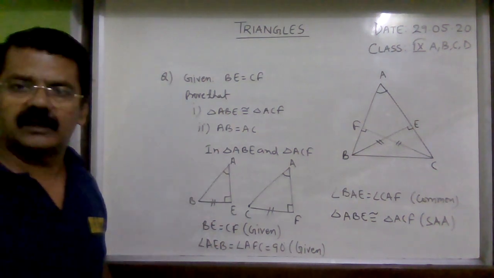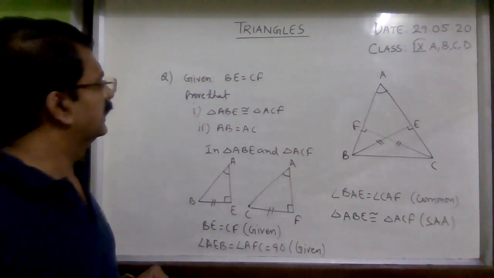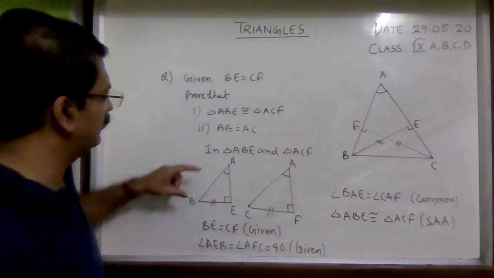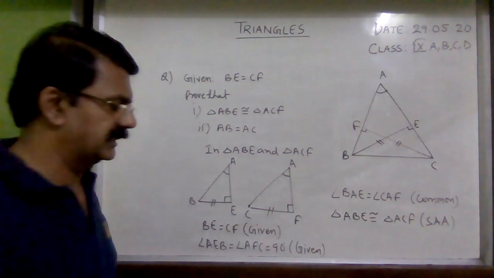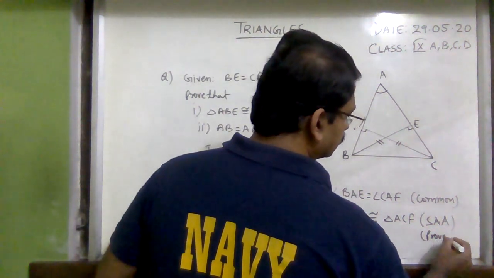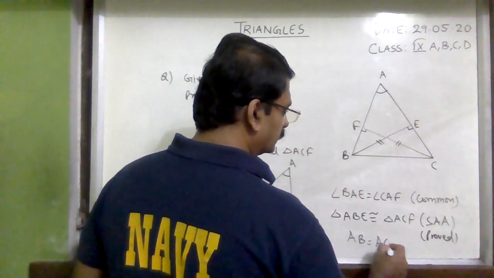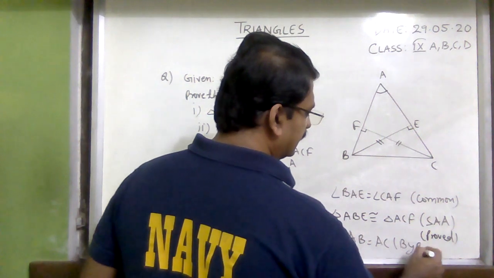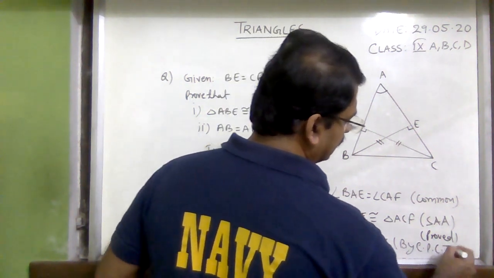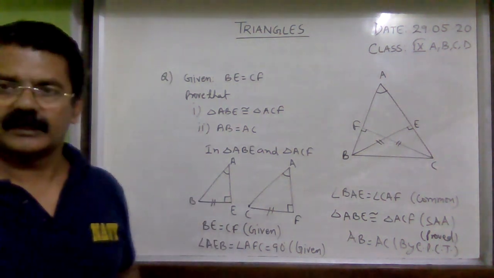Side angle. Okay. And once it is proved that these two triangles are congruent, then by CPCT we can say that AB is equal to AC. AB is equal to AC by CPCT. So the second part is also proved. Clear?